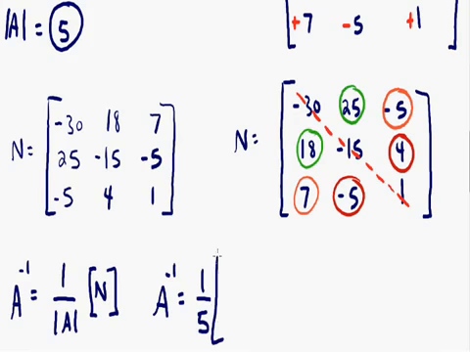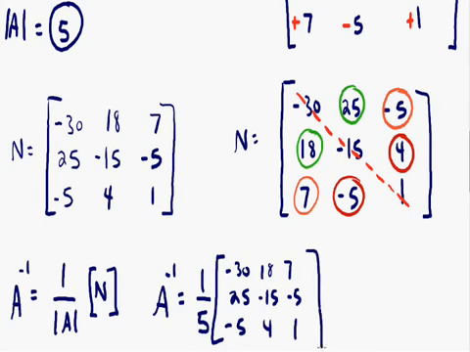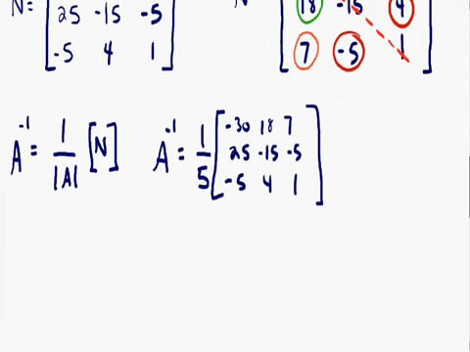And we know that our matrix N is equal to negative 30, 18, positive 7. Then we have 25, negative 15, negative 5. And we have negative 5, 4, and 1. And last but not least, this 1 over 5 is a scalar, so we need to multiply this by the entire matrix. So I'm going to scroll down once again just to give myself a little bit more space.